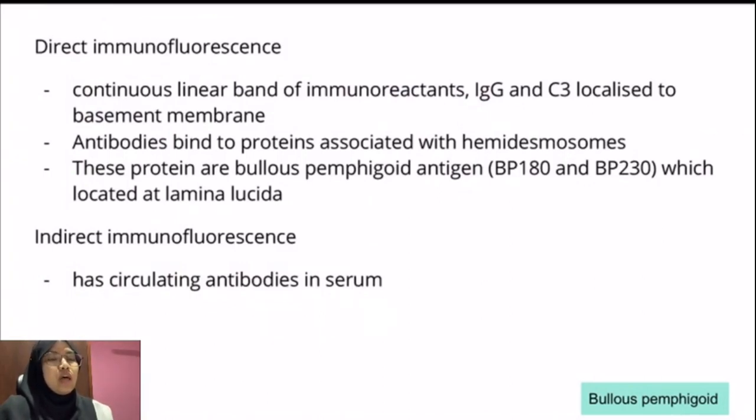Hemidesmosome is the protein of the basement membrane. And these proteins are the bullous pemphigoid antigens, which are BP180 and also BP230, which are located at the lamina lucida of the basement membrane. And the indirect immunofluorescence test will reveal the circulating antibodies in the serum, which are IgG and also C3.